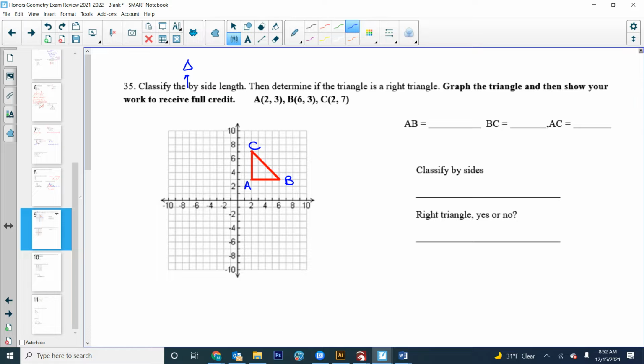Did you realize that (2, 3) and (2, 7) are right above each other? Yeah. And then (2, 3) and (6, 3) are on a horizontal line. So we have a vertical and horizontal line come together. How do you show that they're perpendicular? We know they are. This is an easy one. How do you know that? How do you know those ones are perpendicular?